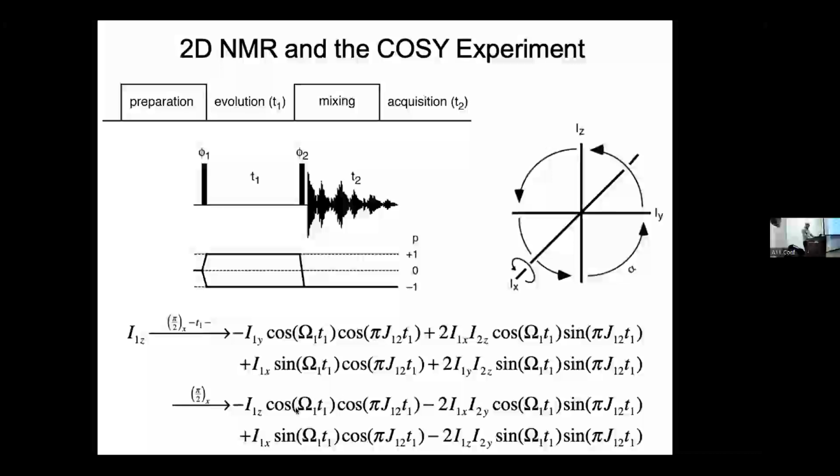The third term is IX. That certainly will have a non-zero trace with the detection operator, because IX is the sum of I minus and I plus. The I plus won't have a trace, but I minus will. So this will generate a signal during the acquisition period. It's on the I1 spin, so the frequency will be omega 1, the chemical shift of the I1 spin. Is it going to be an in-phase or antiphase doublet?